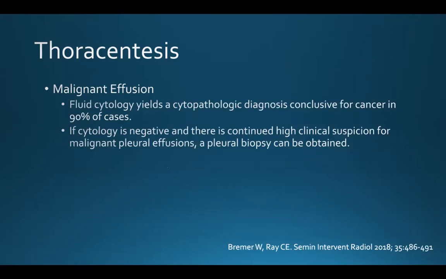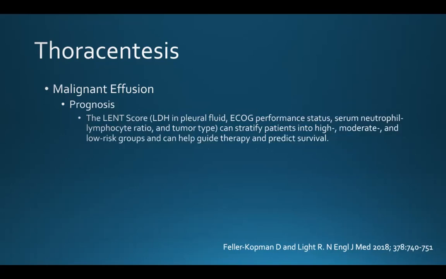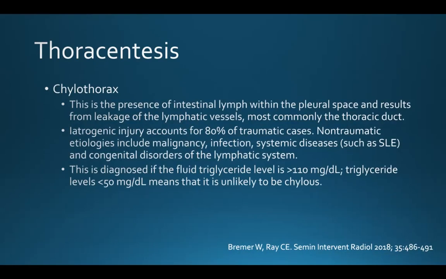Fluid cytology yields a diagnosis conclusive of cancer in 90% of cases. And if cytology is negative and there's continued clinical suspicion for a malignant effusion, then a pleural biopsy can be obtained. In terms of prognosis, some people use what's called the LENT score, and this includes pleural fluid LDH, the ECOG performance status, the serum neutrophil to lymphocyte ratio, and the tumor type. And they use this score because it can stratify patients into high, moderate, and low-risk groups and can help guide therapy and predict survival.